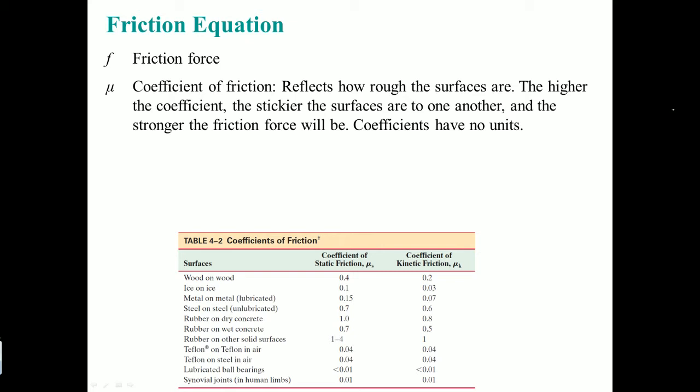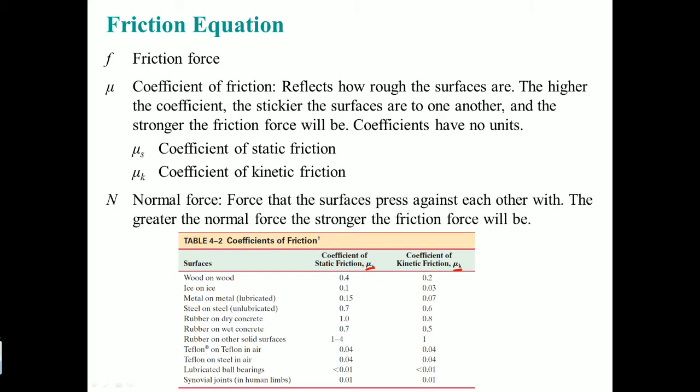Notice that the static friction here, mu s, is always larger than the mu k, because with static friction, the object has more surface area to interlock with the other molecules. So again, mu s stands for the coefficient of static friction, and mu k is the coefficient of kinetic friction.